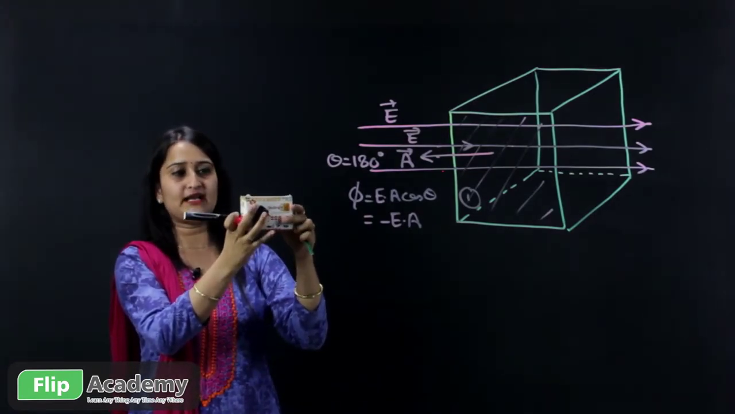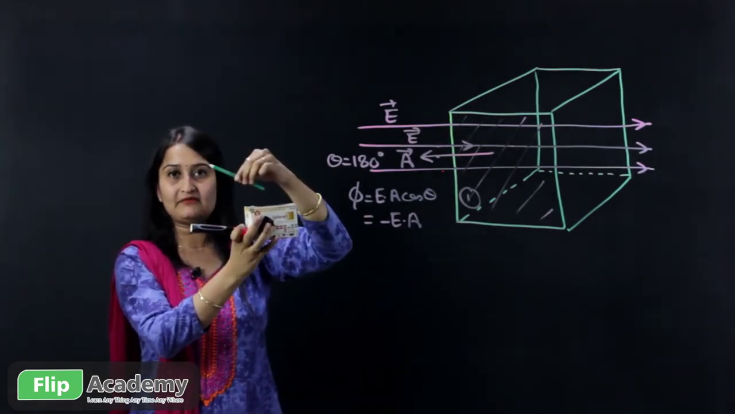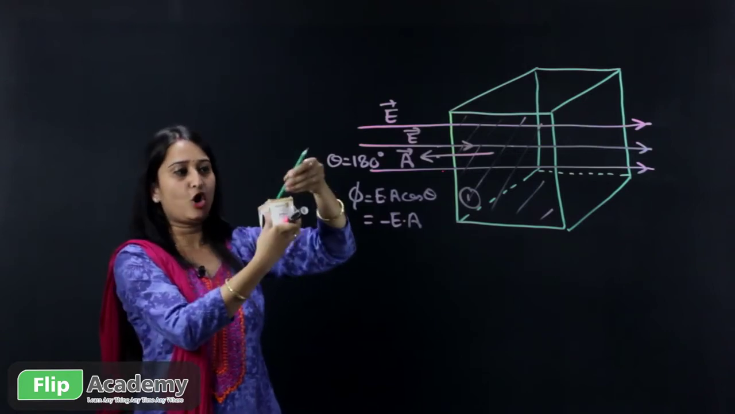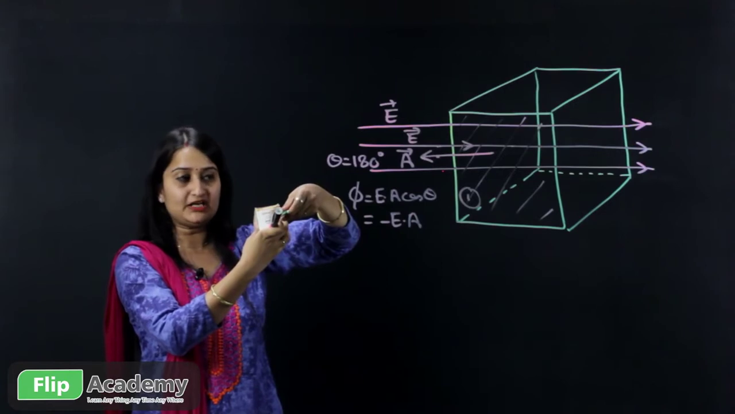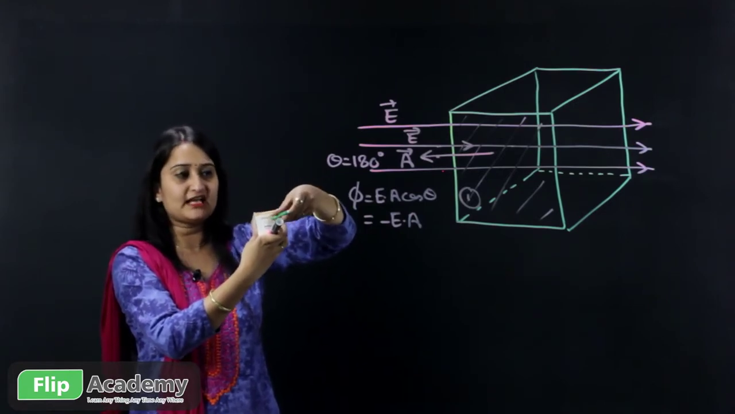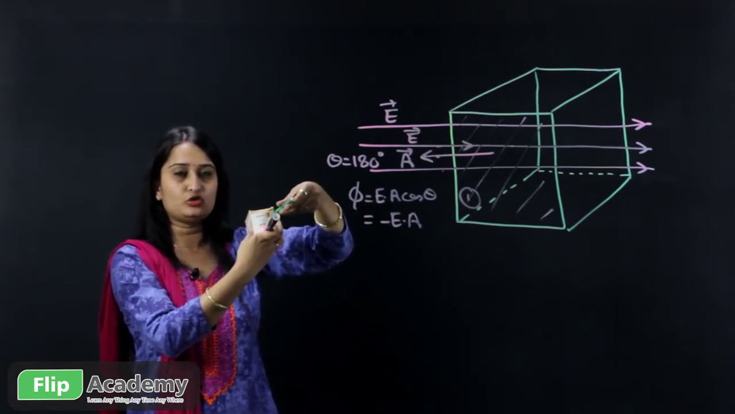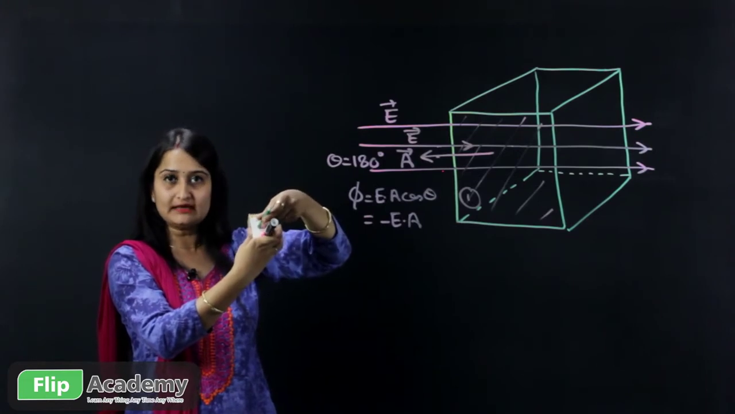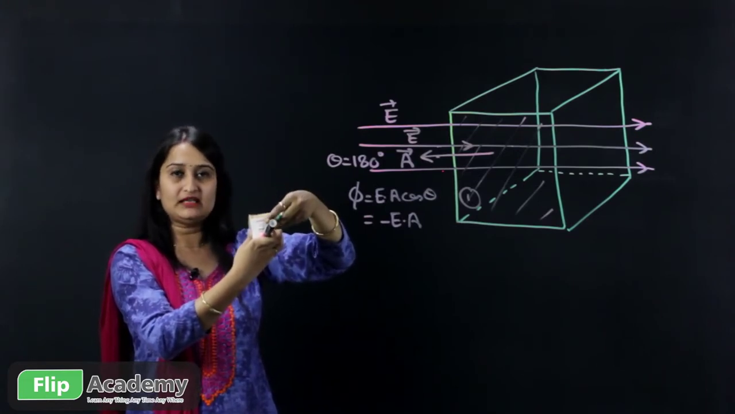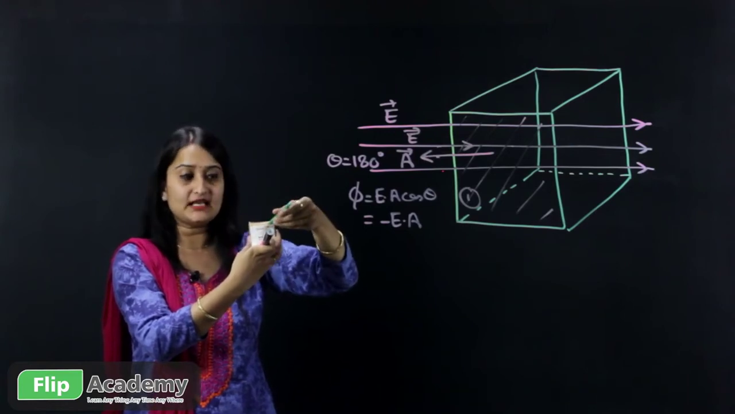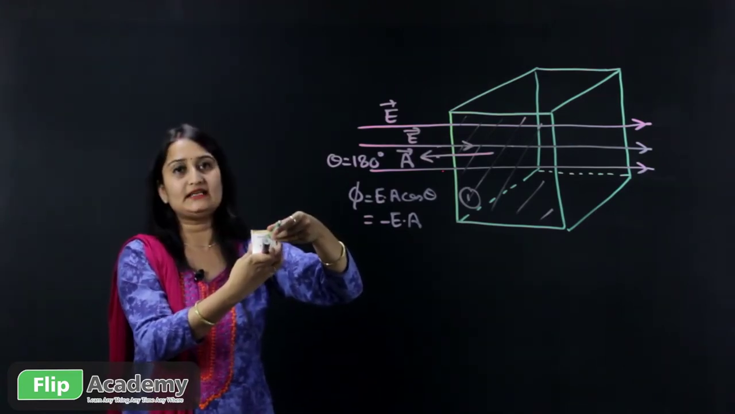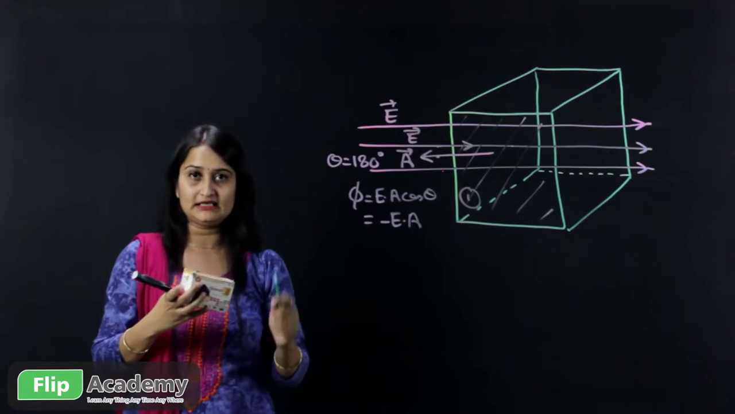This is how it is directed, and the area vector of this surface is directed outward because the area vector is always perpendicular to the surface. So the direction of the area vector is outward and the electric line is going inward. So the angle between the area vector and the electric field intensity is 180 degrees. So it becomes minus EA.